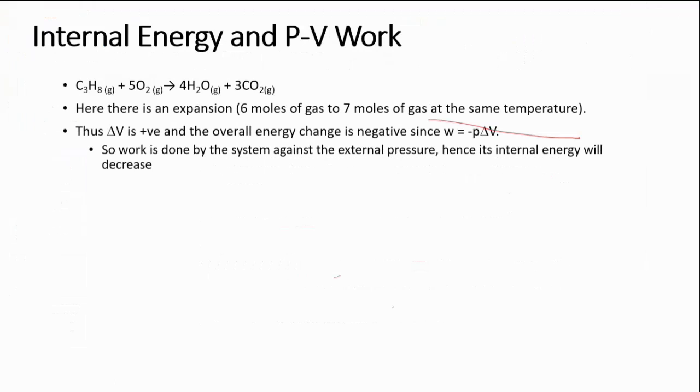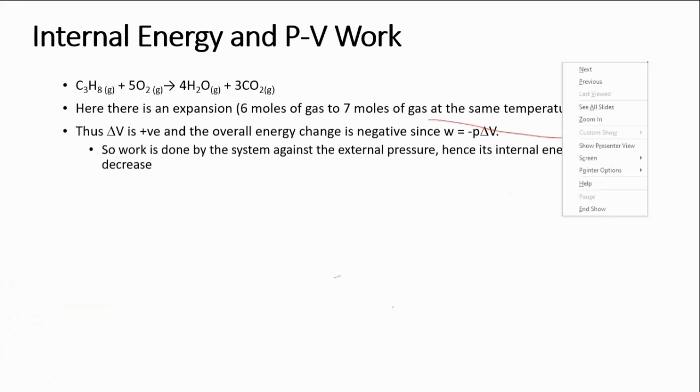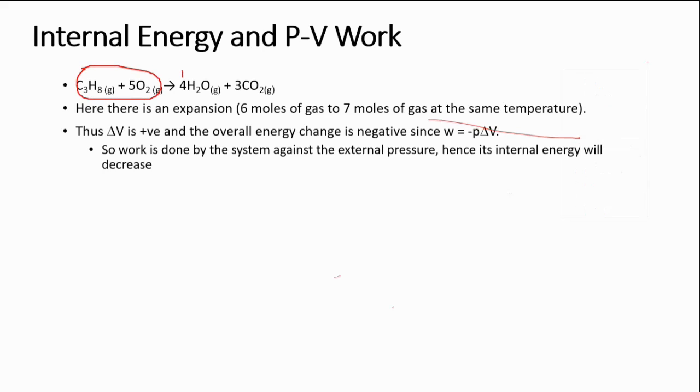Now, delta V is positive and the overall energy change is negative, since W is equal to minus P delta V. Now we're talking about this same system here. That is the system that we're talking about. For such a system, you can imagine that if there is an expansion, we are moving from 6 moles to 7 moles, right? The volume change is positive. That is, delta V is positive.